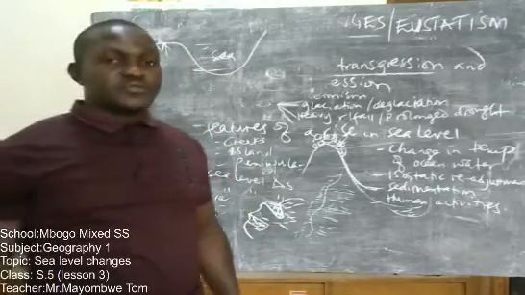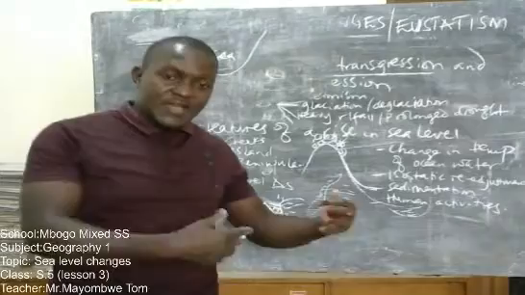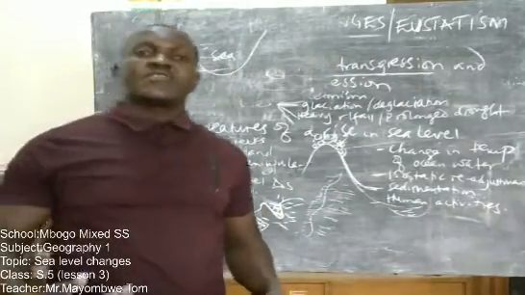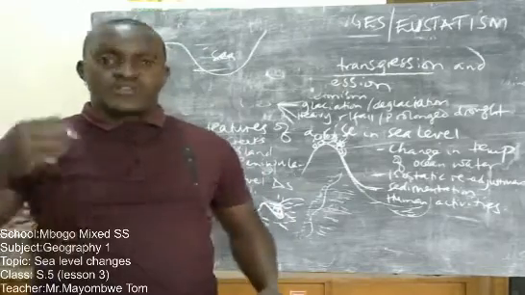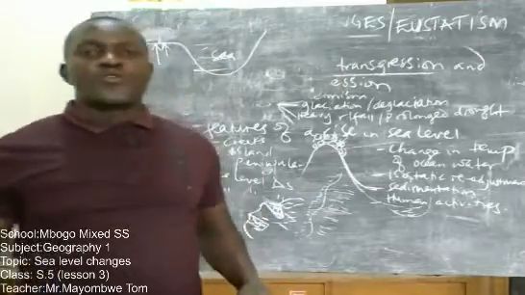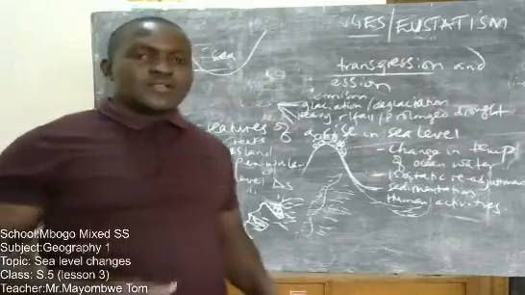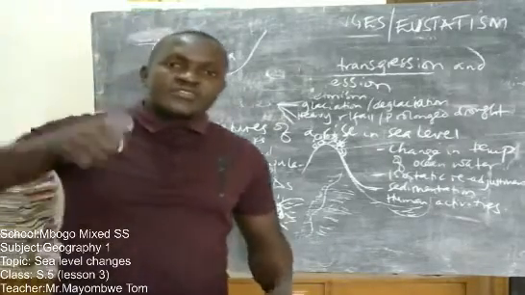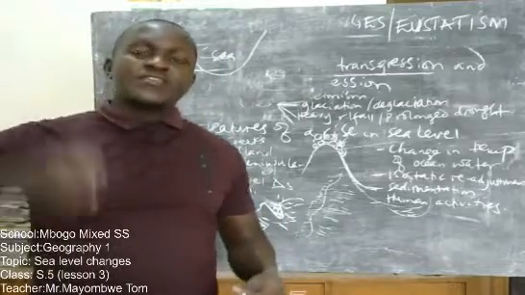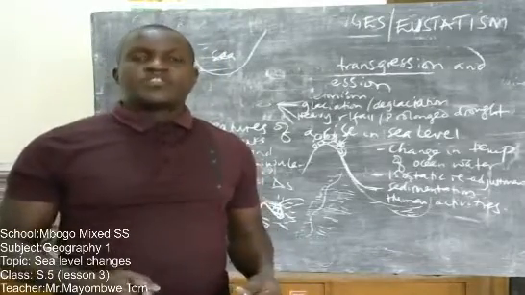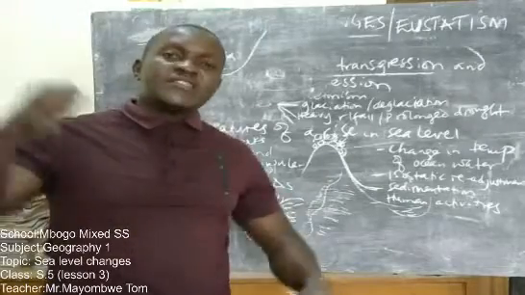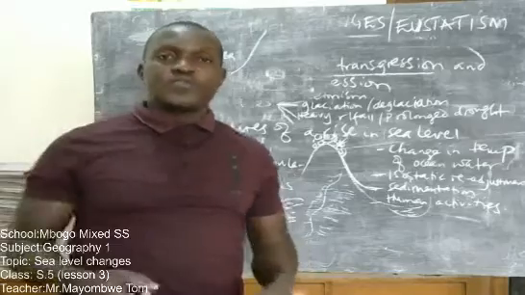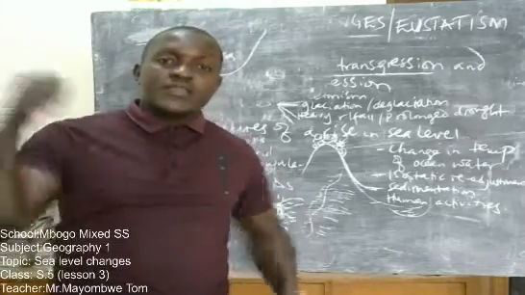If you can recall what we have said about what isostatic readjustments are, we have said isostatic readjustments refer to a rise and fall of the land relative to the sea. This time round, it is the land which is either rising or falling. So we need to ask ourselves, what may cause the land either to rise or to fall? We have started with the land rising.